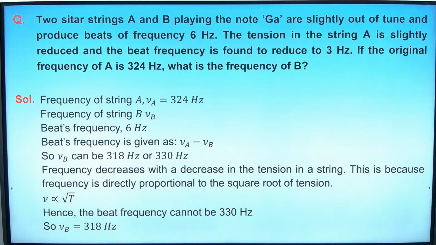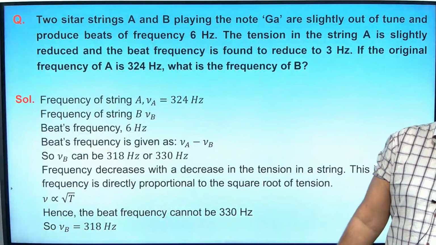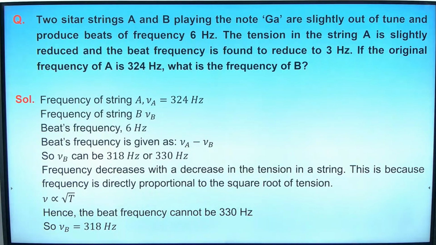The tension in the string A is slightly reduced and the beat frequency is found to reduce to 3 hertz. If the original frequency of A is 324 hertz, what is the frequency of B? See, they are not asking about the frequency of B after the change, they are asking about the initial case. Okay, I thought there is a tension in B, not A. No, no, it's about A here, not B. Okay, wrong case. Are you getting my point?